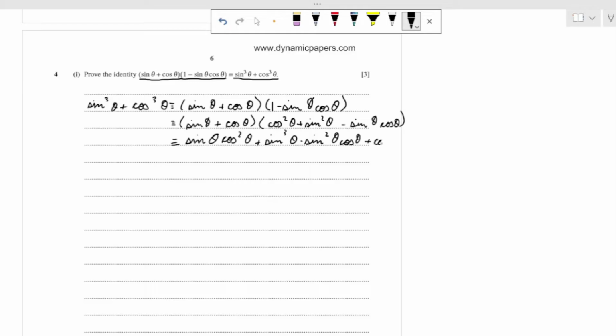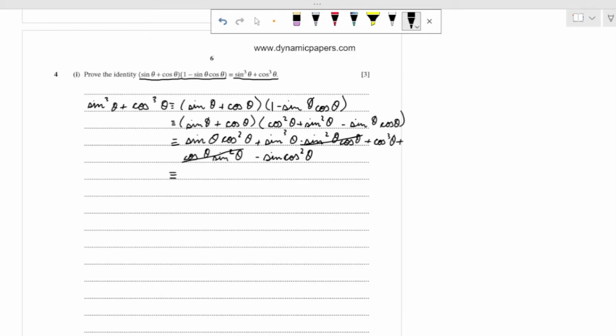plus cos cubed plus cos theta and sine square theta minus sine cos square theta. At this step, you can see that many of the terms are similar. So if we look over here, we have cos theta sine square and sine theta cos theta. Both of them are the same and have opposite signs, so we can cancel these out.